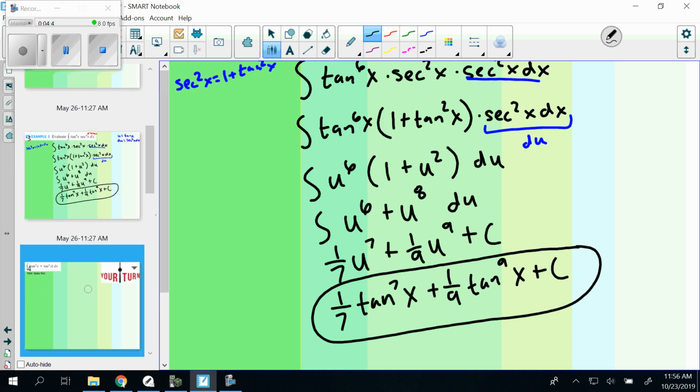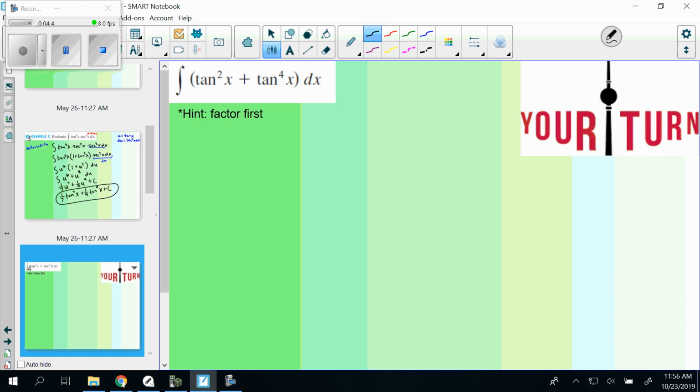All right, let's look at another one. Now here, we've got a hint up here. We want to take out a common factor. We see both of them have tangents of even power. So if we factored out not just a tangent, but a tangent squared, since both of them have it, what's left over here is 1. If we divide tangent squared by tangent squared, we get 1. Plus, if we divide tangent to the 4th by tangent squared, we'd have tangent squared left over.